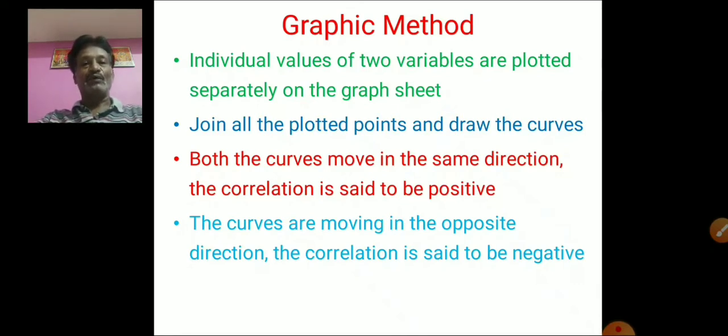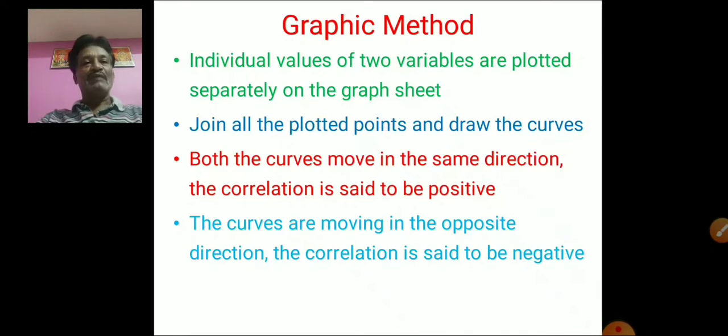But here we have to plot x values separately and join all the points of x values, and we will get a curve. And at the same time, we plot the points for the y variable and connect all the points of the y variable, and you will get a separate curve for the y variable. Now you can understand the nature of the curve for the x variable and the curve for the y variable. According to that, we can study the relationship between the variables in the graphic method.